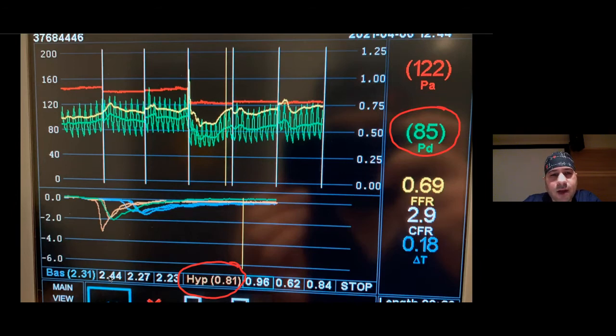So IMR was measured. A wire was passed through the LAD, and hyperemia was induced by adenosine. As you can see, the PD pressure is 85, whereas the hyperemic transit time was 0.81. And if you put that into the equation, their IMR is greater than 68, meaning that this patient has CMD. And I'll go through how to measure these.